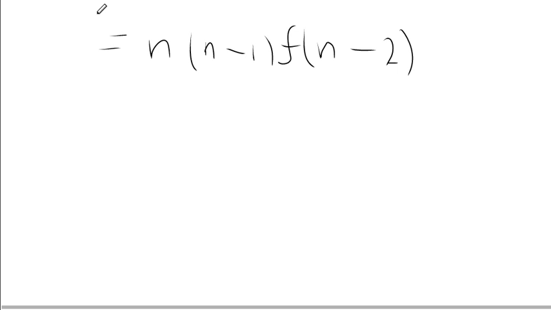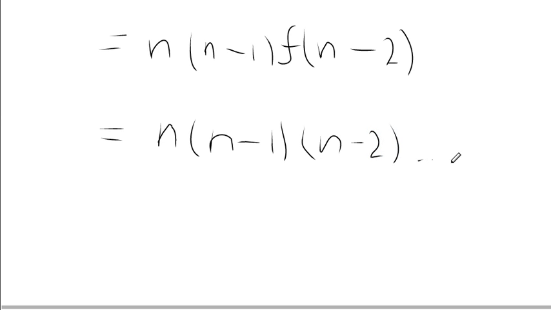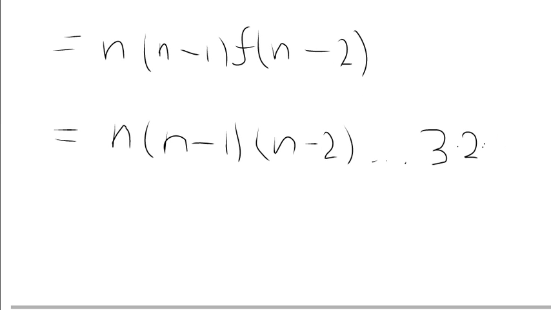And if we keep doing this, it's n times n minus 1 times n minus 2, dot dot dot, 3 times 2 times, I ran out of room, 1. And this looks familiar. This is the definition of n factorial.